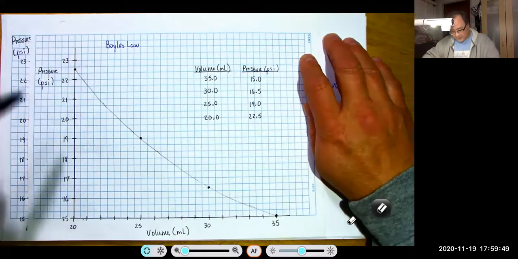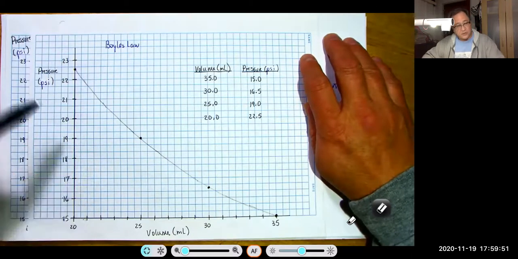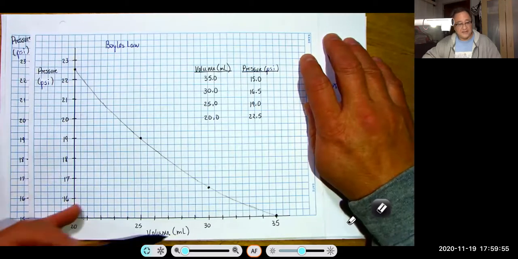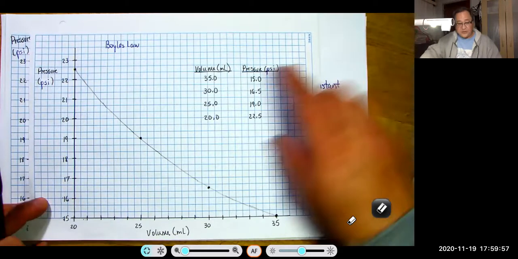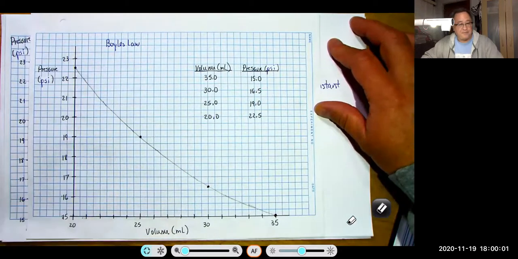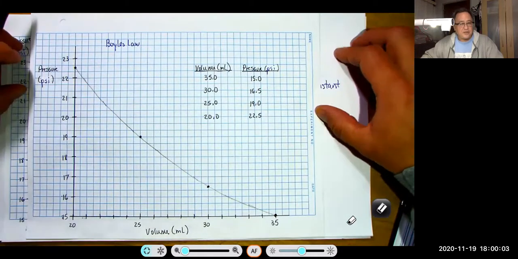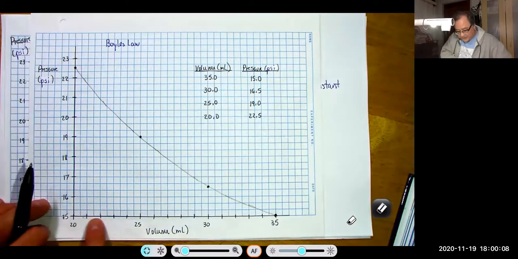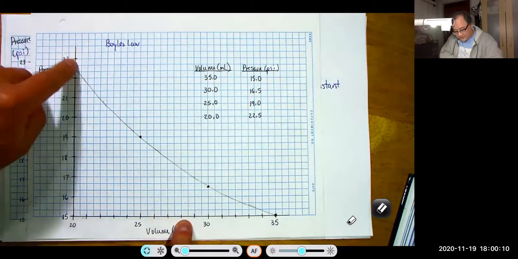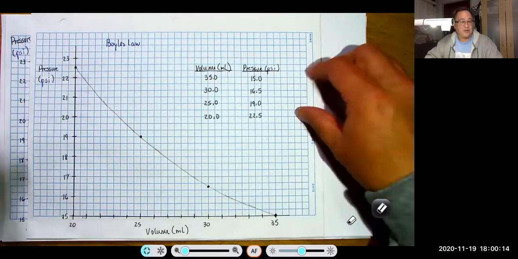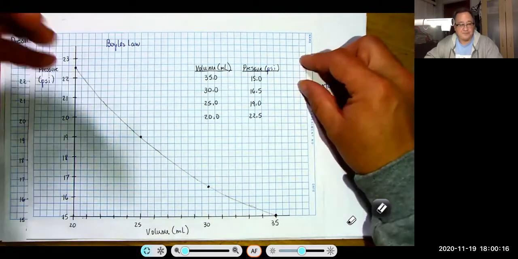So when we plot this, if I put pressure on the y-axis and volume on the x-axis and plot these points, you can see that we get a curve here and not a straight line. The important thing about this curve is we can see that as the volume increases, the pressure decreases. Okay, so this is an indication of what's called an inverse relationship.